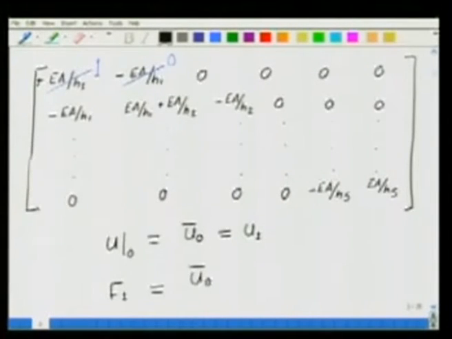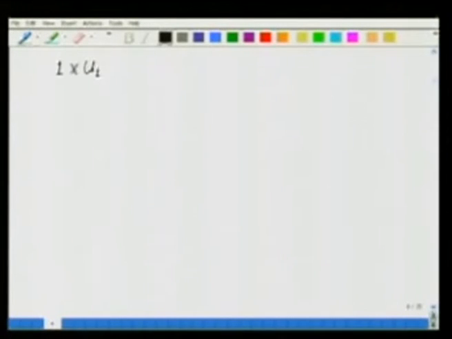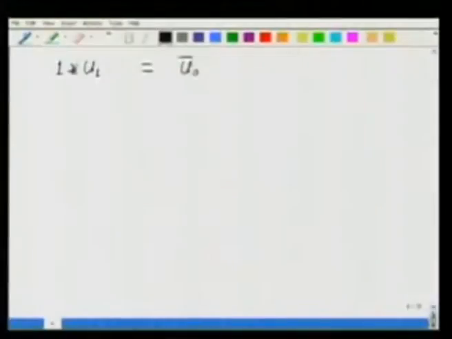So in the first equation, what do we end up getting? The first equation becomes 1 into U1 is equal to U0 bar. So by modifying the first row of the stiffness matrix, I have enforced the fact that U1 has to come out to be equal to U0 bar. Now the question is that when we enforce this, the other equations have to change also.